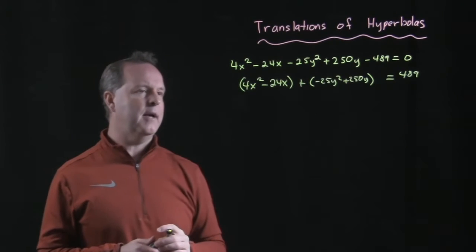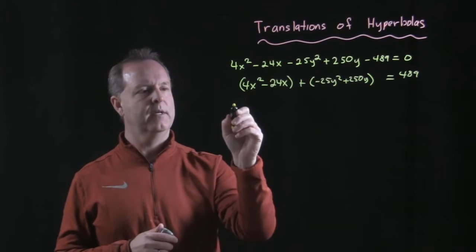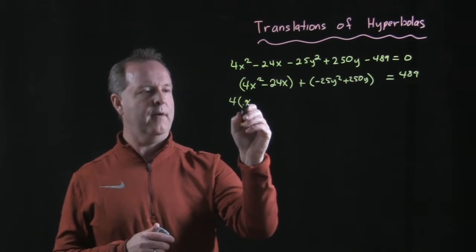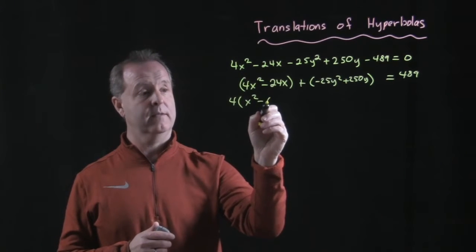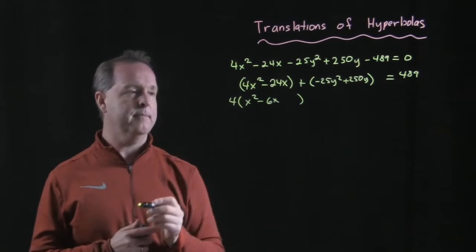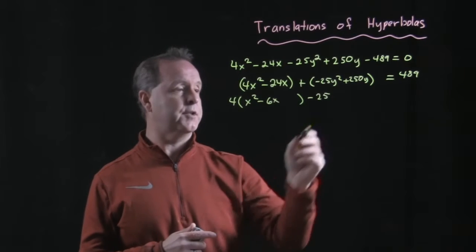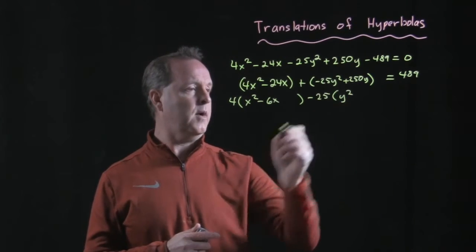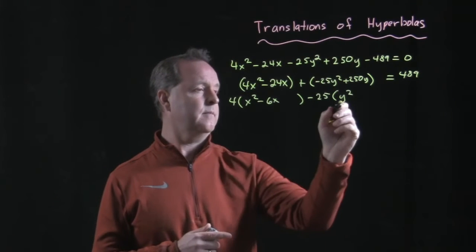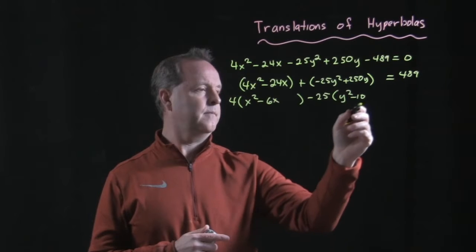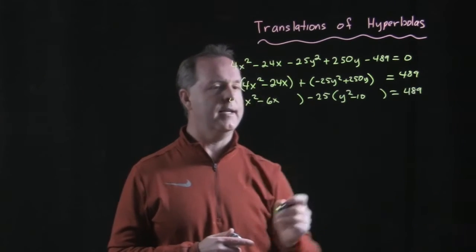All right. From there, let's factor out so we get a leading coefficient that's positive. So it's going to be a 4. I'm left with x squared minus 6x plus something. Factor out a negative 25 here, so I have a positive first term. It's going to be y squared, and factoring out a negative 25 gives a negative 10y. Equals 489 on one side.